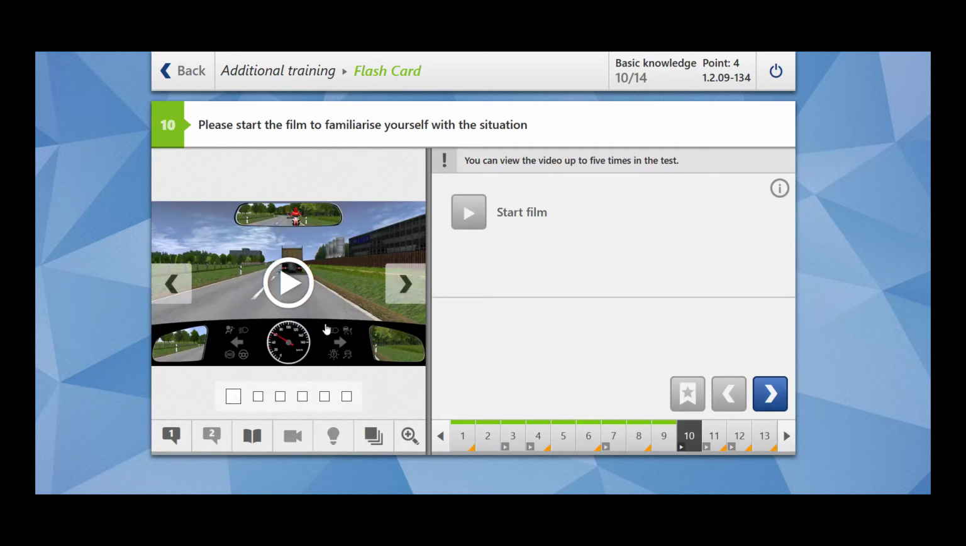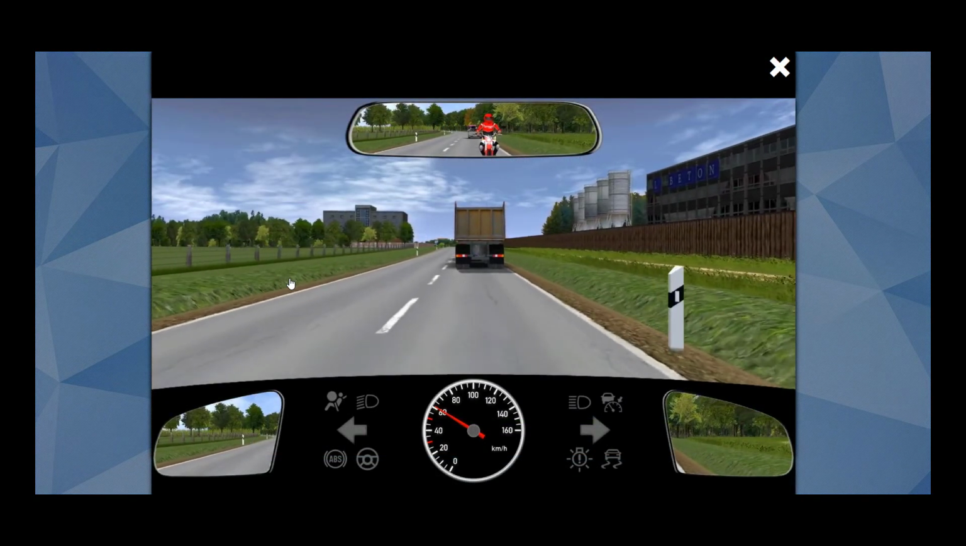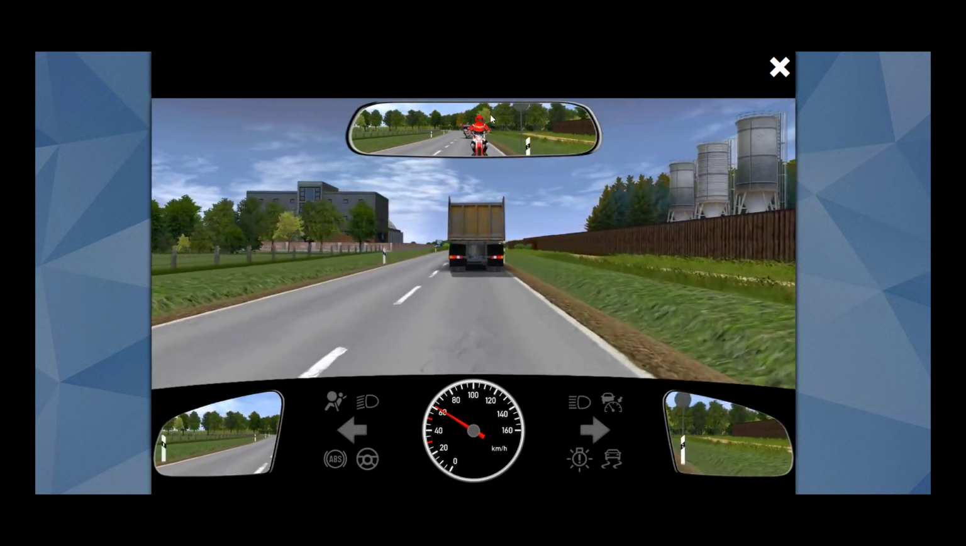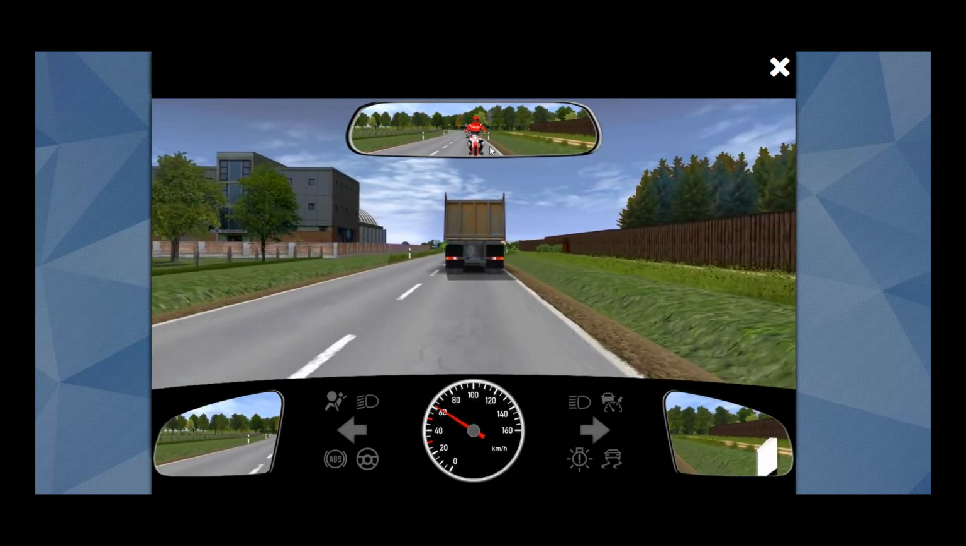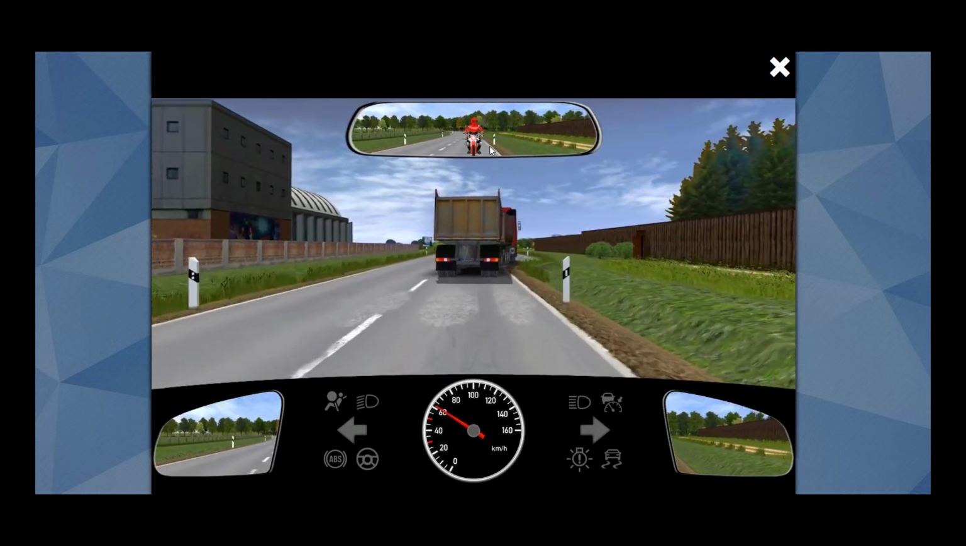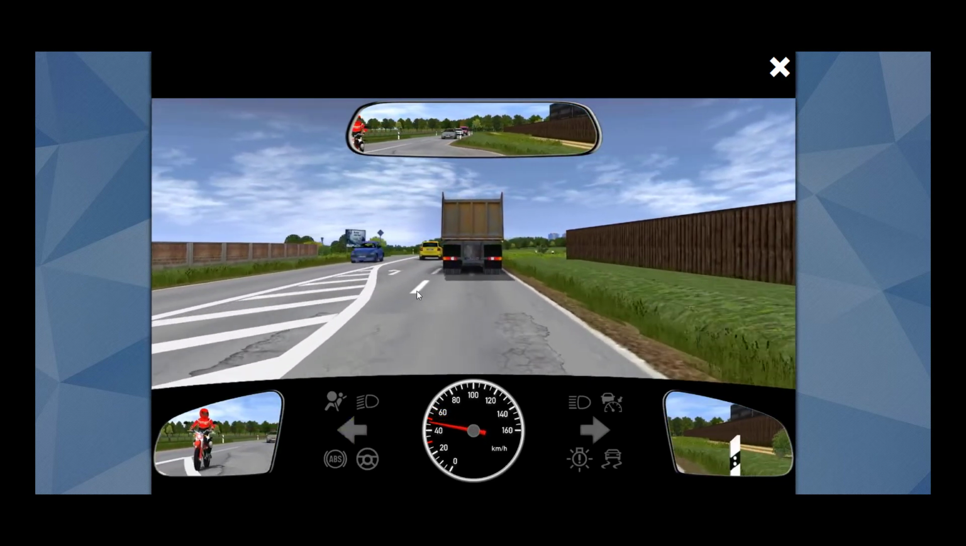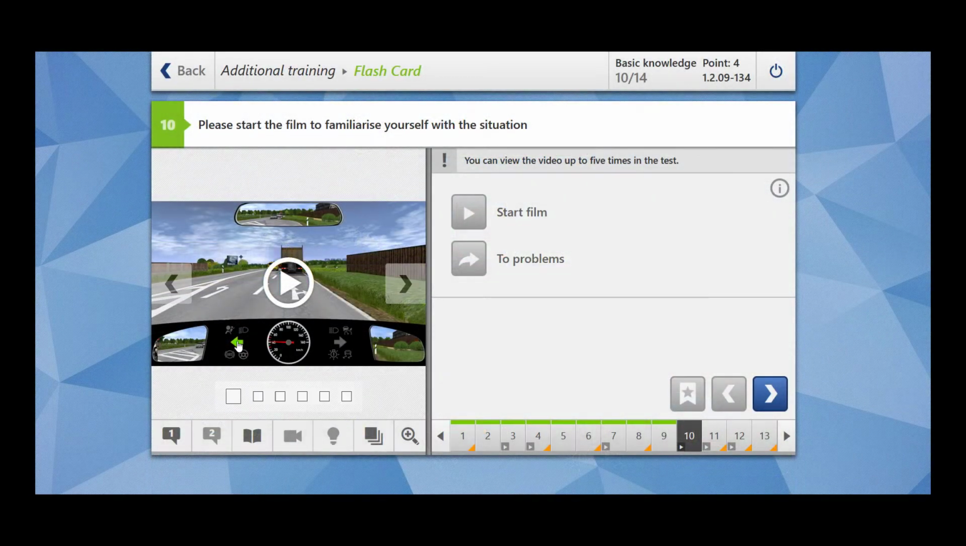Moving to the next question, which is a video question. What we see, there is a 70 zone and there is no overtaking allowed. There is a motorcyclist behind us. You have to pay extra attention towards two-wheelers. And now there's a restricted area. We want to turn towards the left side. But we have seen the motorcycle is no more seen in the center mirror. And he is here. You can see him on the side mirror.